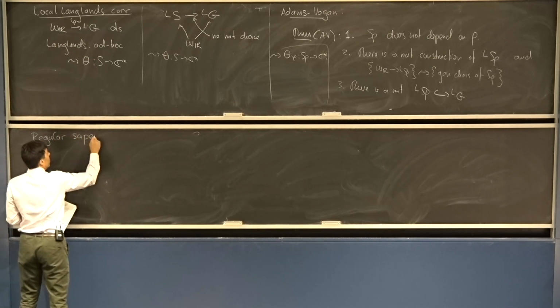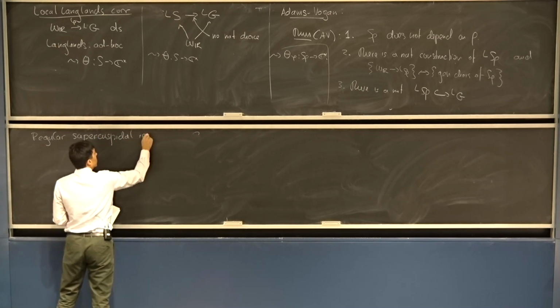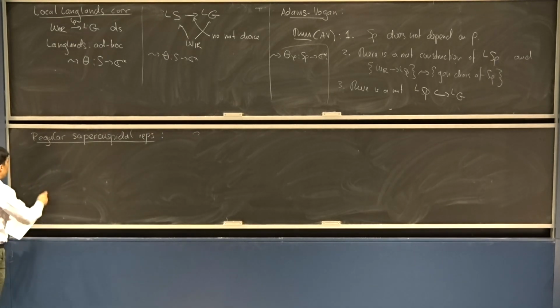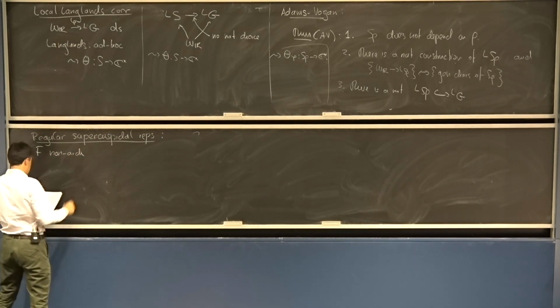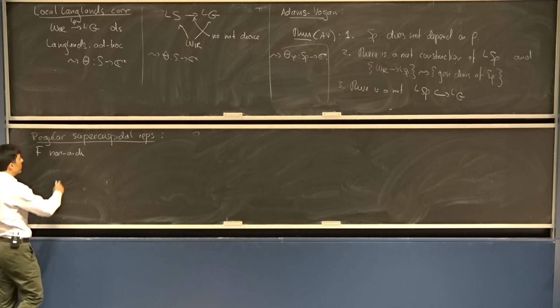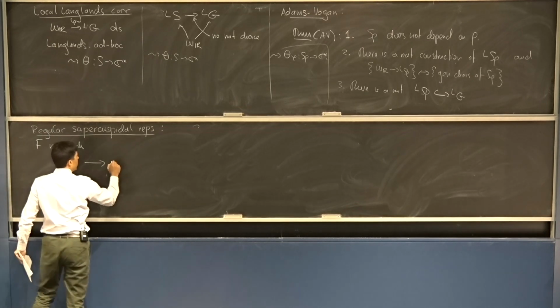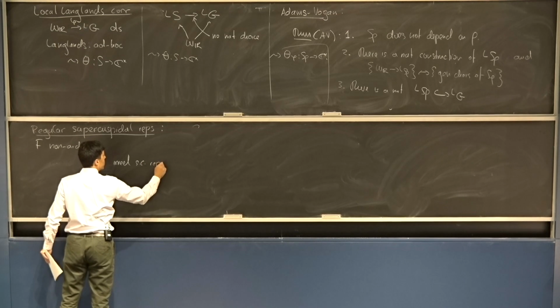All right. So let's talk about regular supercuspidal representations. So here F will be non-Archimedean. And there is by now a well-known, famous construction of supercuspidal representations in this case. So these are irreducible supercuspidal representations.